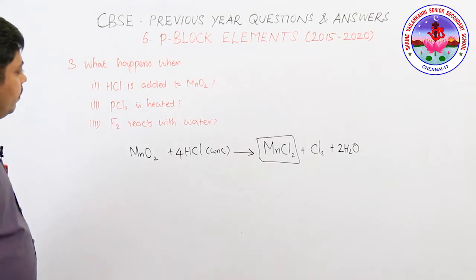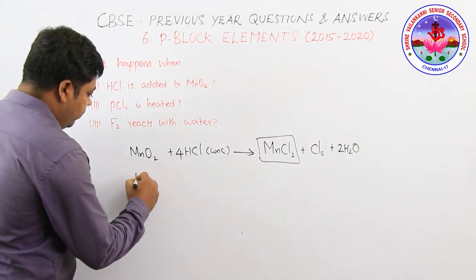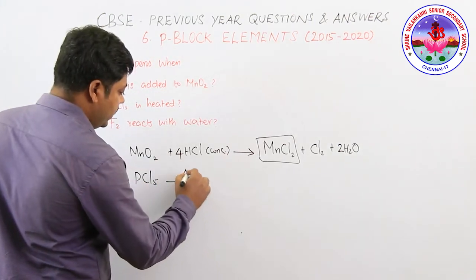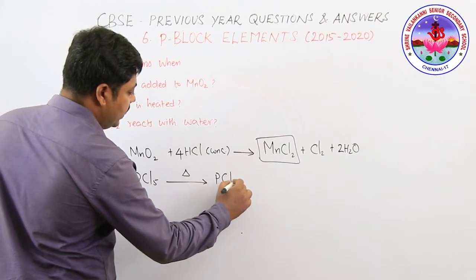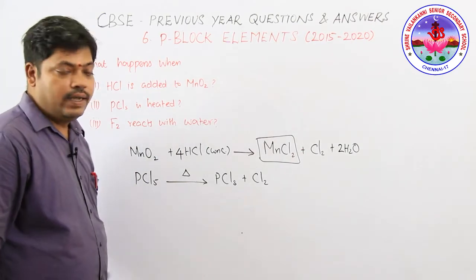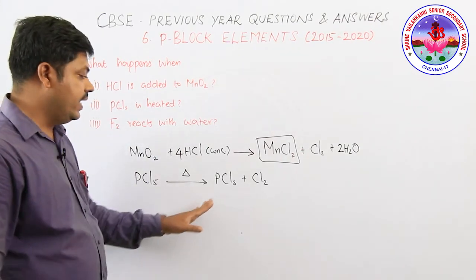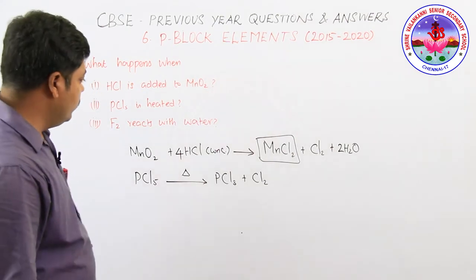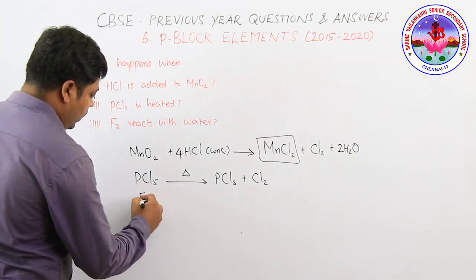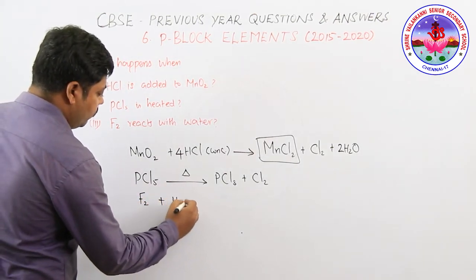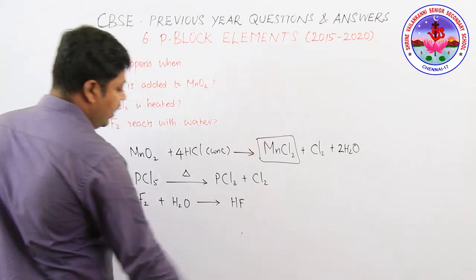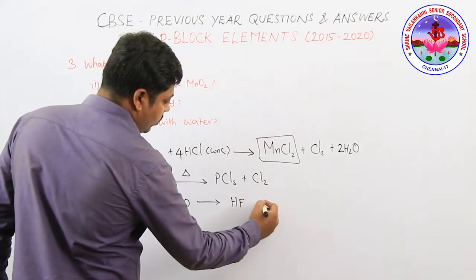Then the second question, PCl5 is heated. On heating phosphorus pentachloride, PCl5, it converts to PCl3, phosphorus trichloride, and Cl2, chlorine. So PCl5 on heating gives PCl3 and Cl2. Then fluorine reacts with water. The question is fluorine reacts with water. So fluorine and water produce hydrogen fluoride, HF, and oxygen.